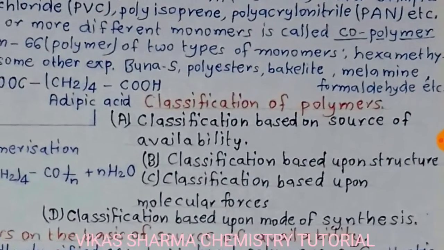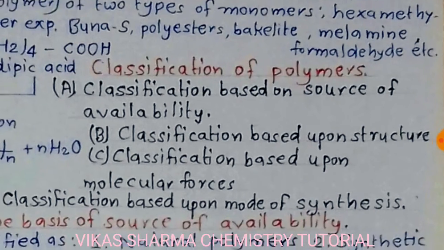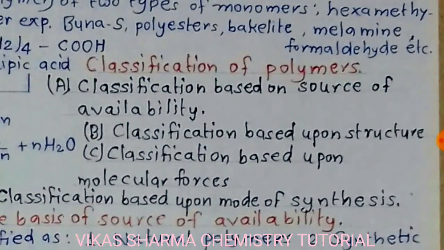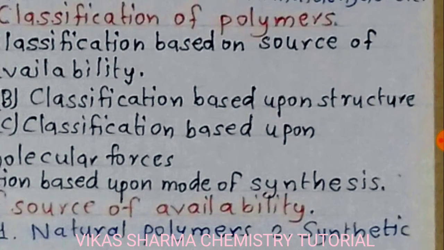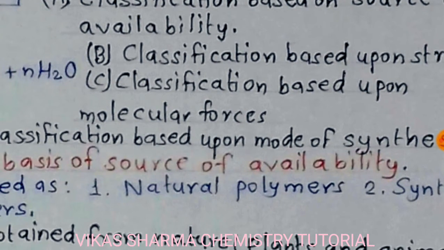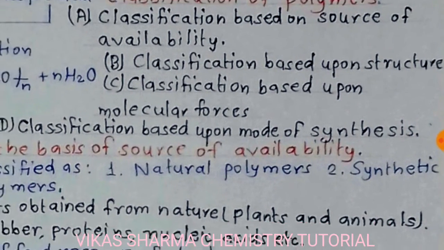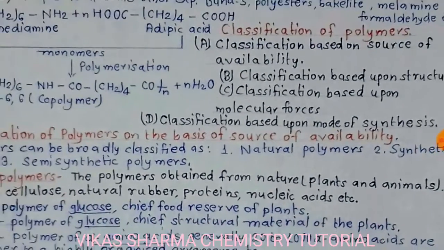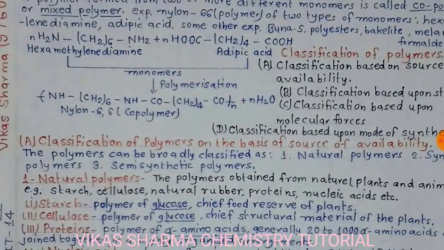So student, the next topic is classification of polymers. You can classify the polymers according to four categories. First one is classification based on source of availability. Second, classification based upon structure. Third, classification based upon molecular forces. And fourth is classification based upon mode of synthesis. So we start with the first topic, classification of polymers on the basis of source of availability.